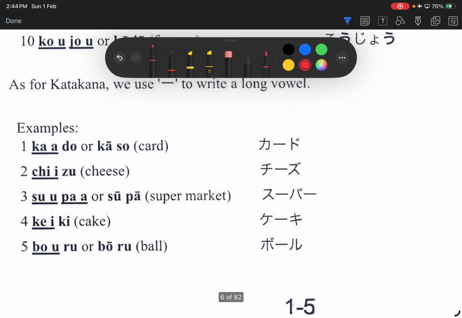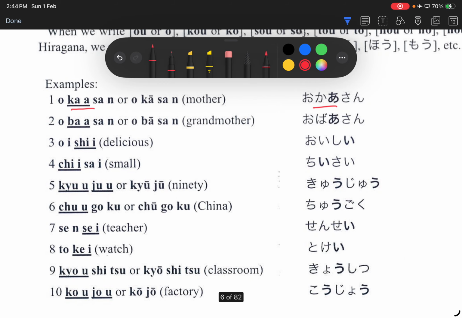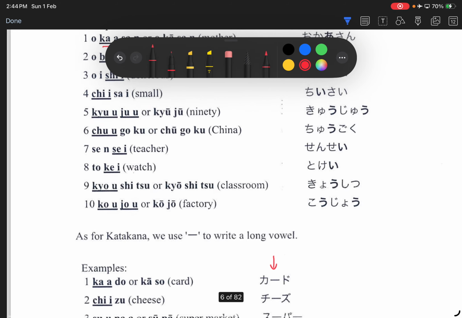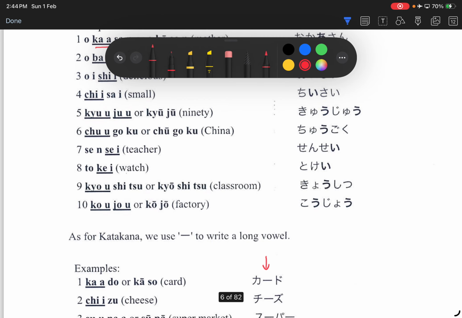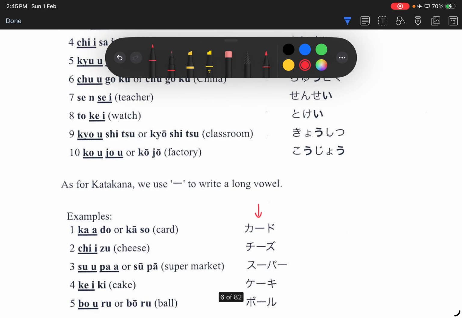But the difference in writing is, in katakana, we use this extra hyphen to represent the long sound. So instead of having the additional U, I, and A characters like in hiragana, it is represented by the dash, the hyphen. So in katakana, we use the hyphen to represent a long vowel.